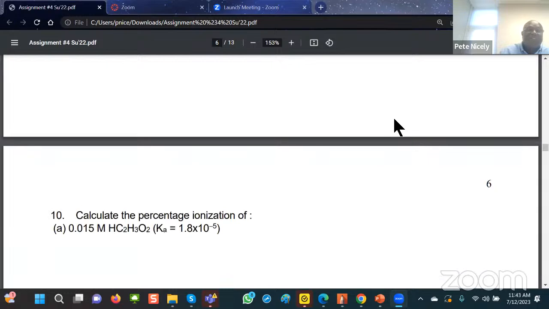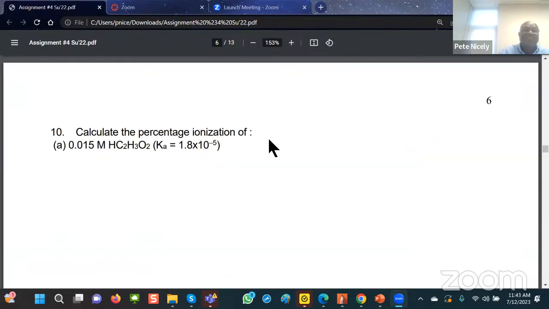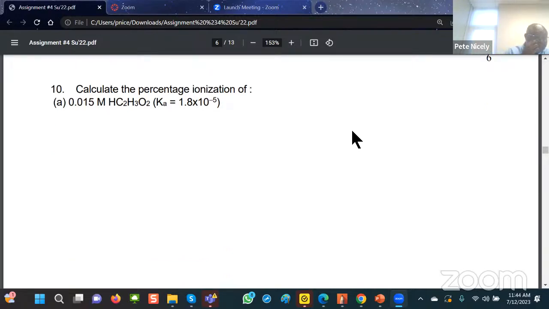All right, so let's move on to number 10. So number 10 says you have to calculate the percent ionization of, and basically percent ionization is the same thing as percent dissociation, all right? Okay, so since we have done some of that in the previous question, you should be able to do this one. So let me hear what you have to suggest. How would we solve this particular problem?